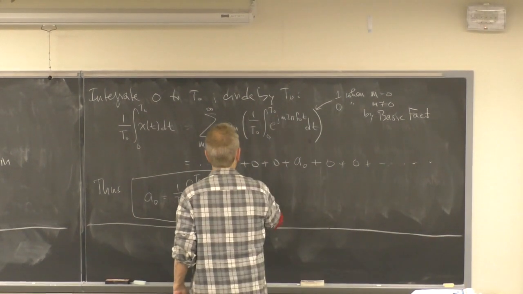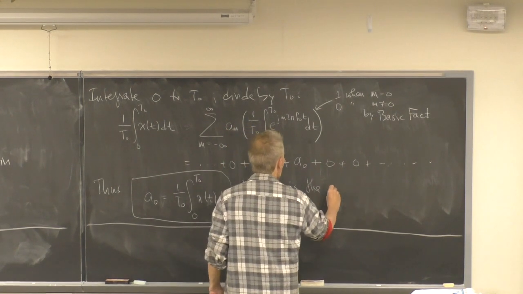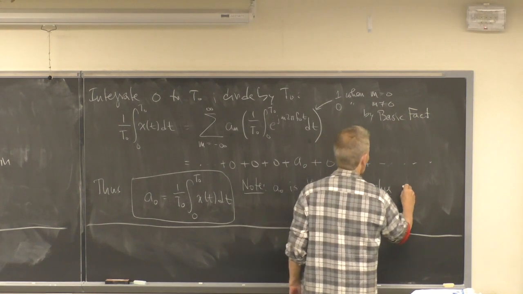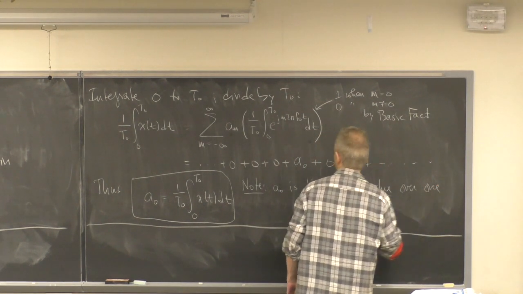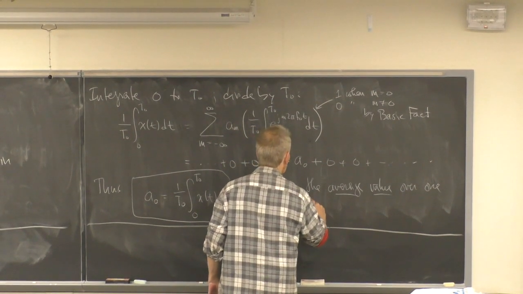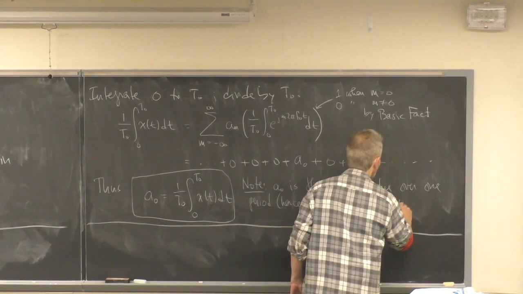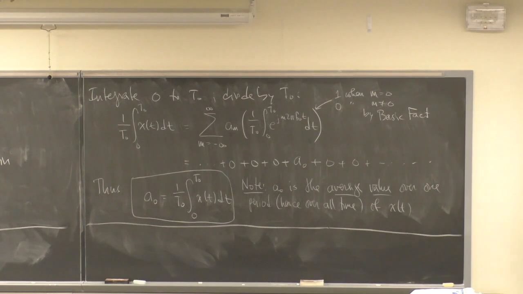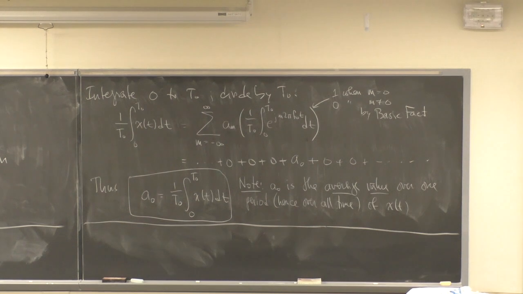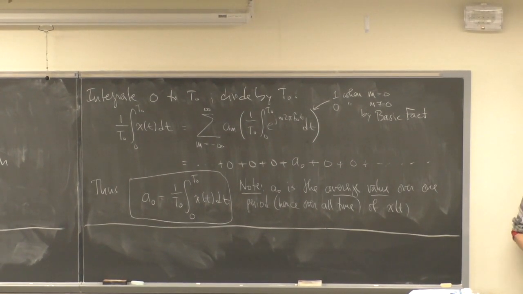So note that a0 is the average value over one period, and hence over all time, of x of t. So the zeroth Fourier coefficient is always going to be the average or the mean value, whatever you want to call it. And ECEs have slang for average value of a signal. Do you know what that is?